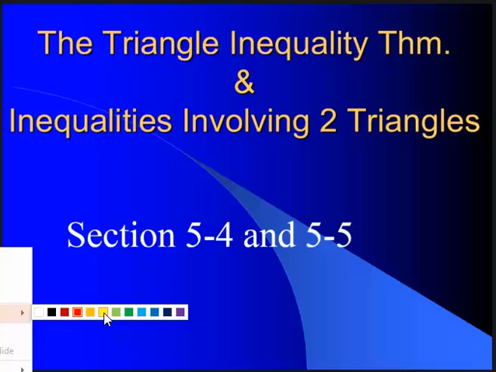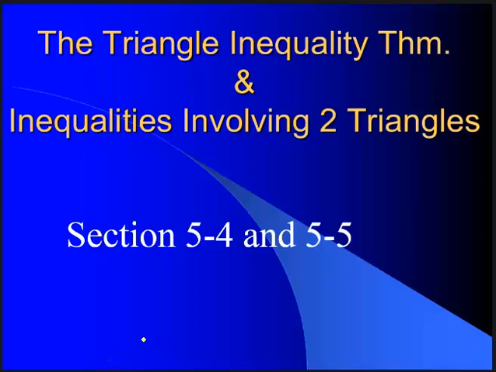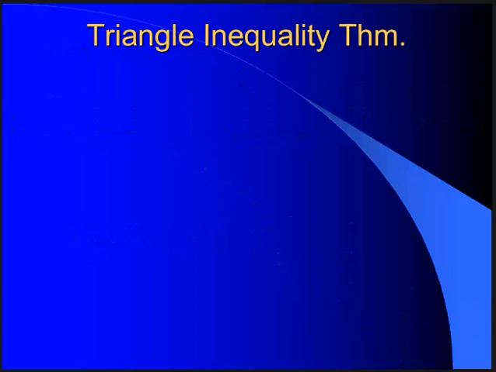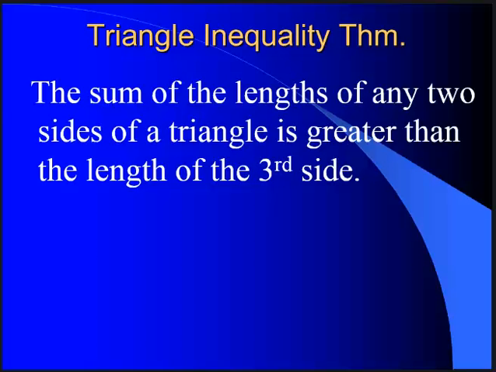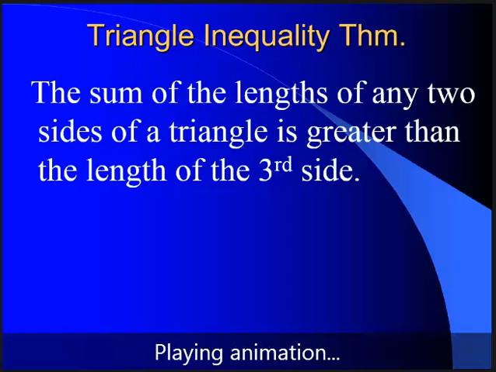Okay, we're going to finish up this chapter with a triangle inequality theorem and inequalities involving two different triangles. So let's see what the triangle inequality theorem has to say. It says that the sum of the lengths of any two sides of a triangle is greater than the length of the third side. So we know that there's three sides to a triangle. So what this is saying is if you add up any two sides, it has to be greater than the third side. So here's an example.